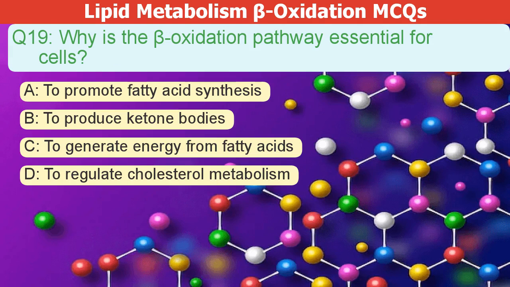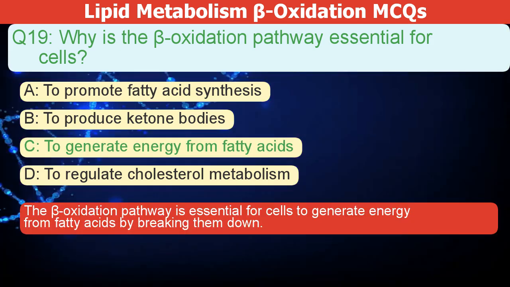Why is beta-oxidation essential for cells? A. To promote fatty acid synthesis. B. To produce ketone bodies. C. To generate energy from fatty acids. D. To regulate cholesterol metabolism. The correct answer is C. The beta-oxidation pathway is essential for cells to generate energy from fatty acids by breaking them down.